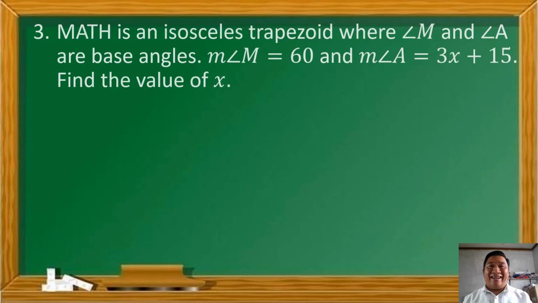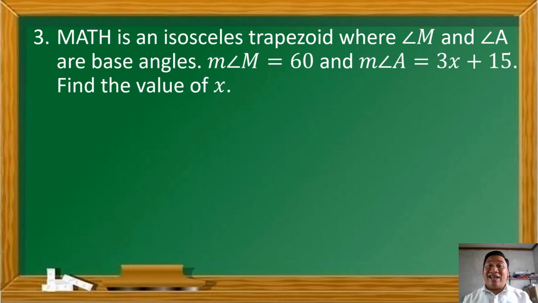Problem number 3. MATH is an isosceles trapezoid where angle M and angle A are base angles. The measure of angle M is equal to 60, and the measure of angle A is equal to 3x plus 15. Find the value of x. So first thing to do, para masagutan natin ang problem na ito, kailangan i-illustrate muna natin kung ano yung sinasabi ng problem. Alright, para ma-picture out natin kung ano ba yung itsura ng problem.